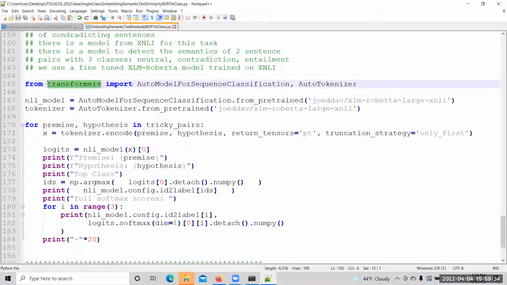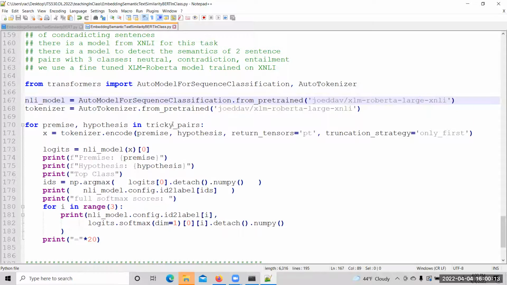From transformers, we're going to import the AutoModelForSequenceClassification. Remember, this is the classic Hugging Face sequence classification object. We also need the AutoTokenizer. So we call in the model and the tokenizer. The model is Joe Davlin's XLM Roberta large XNLI. Notice it's a large model trained on XNLI. And then the tokenizer. So you've got both of these. And now we're going to do the comparison.